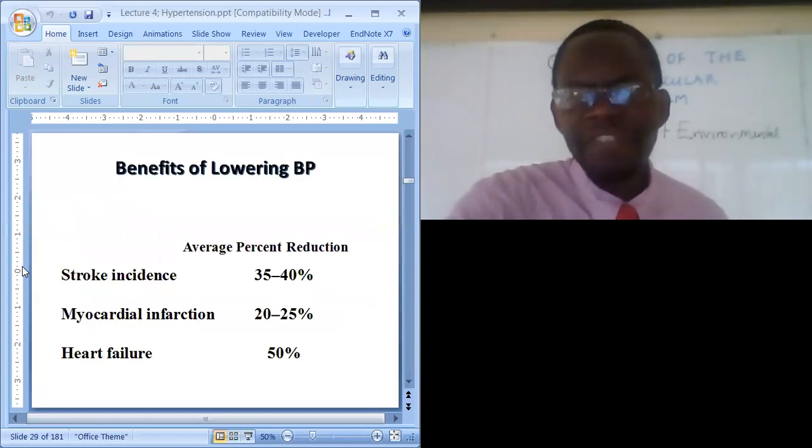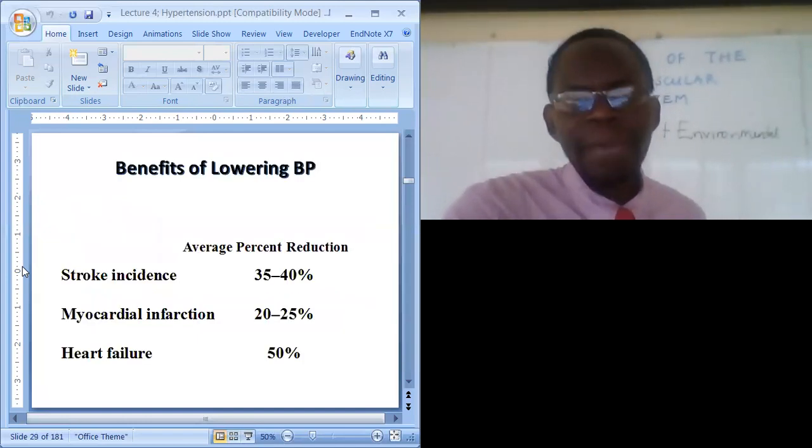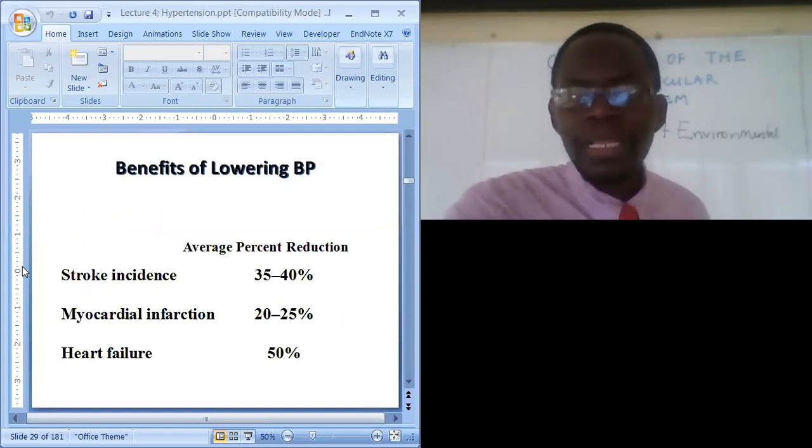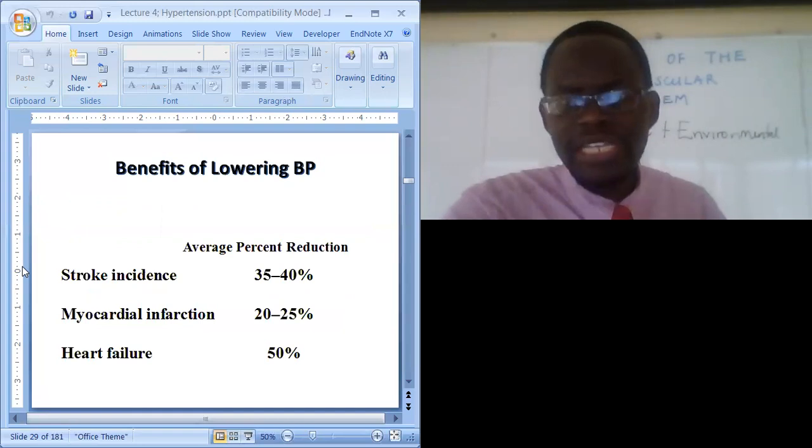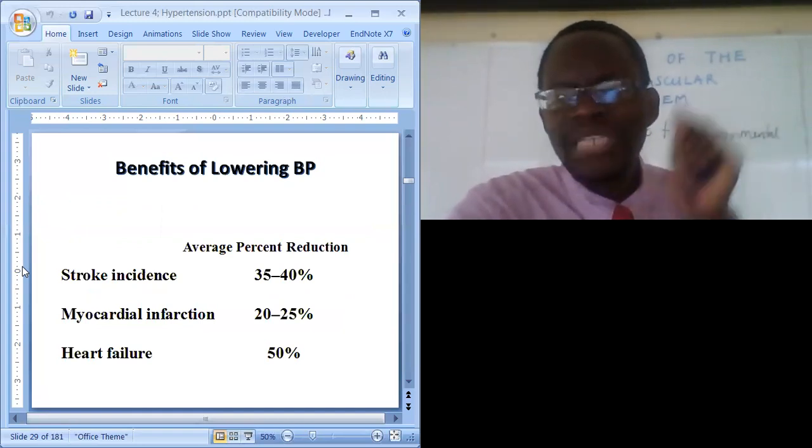Now, what are the benefits of lowering blood pressure? The benefits are that it reduces the incidence of stroke, it reduces the incidence of myocardial infarction, and it greatly reduces the incidence of heart failure by almost half.